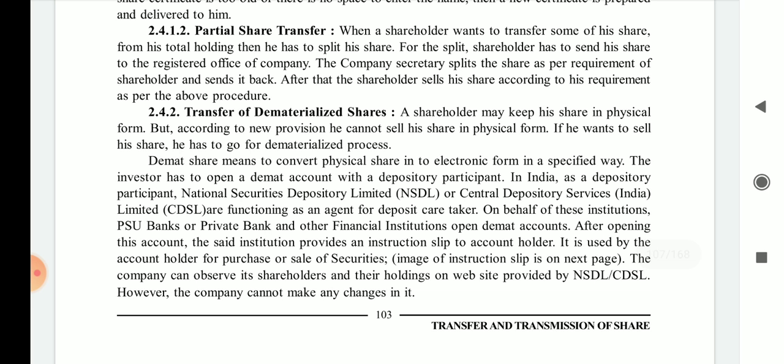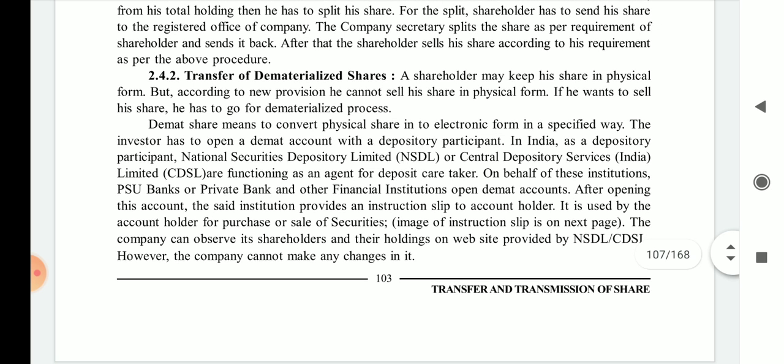Demat share means to convert the physical share into electronic form in a specified way. If any person wants to convert his physical share, at that time you have to convert your physical share into electronic form. The investor has to open a demat account with a depository participant. In India, the depository participants are the National Securities Depository Limited (NSDL).